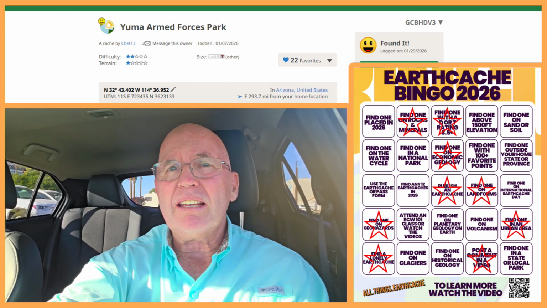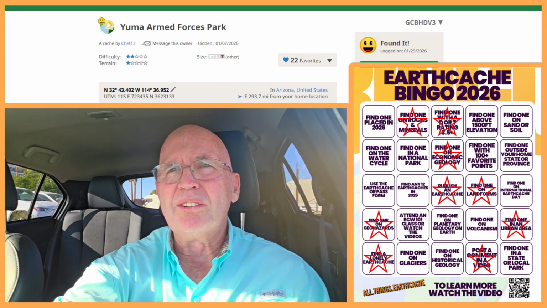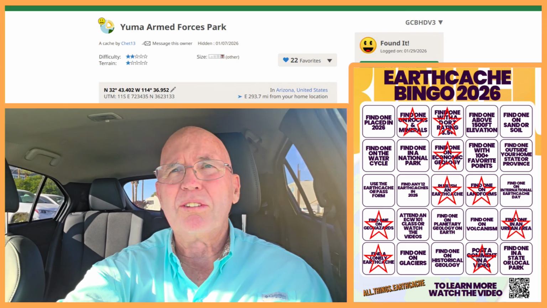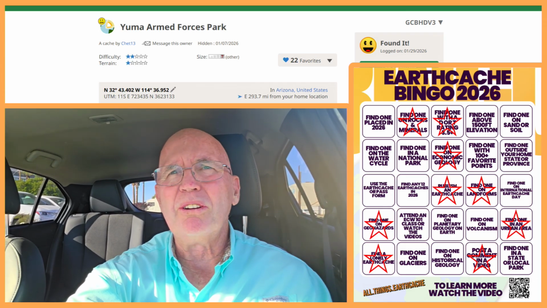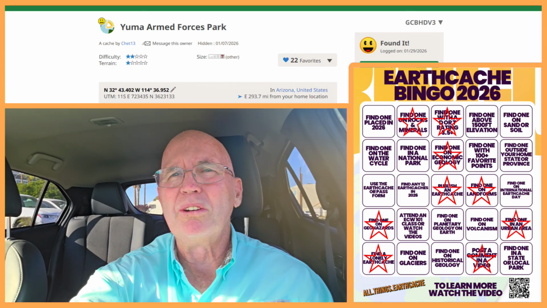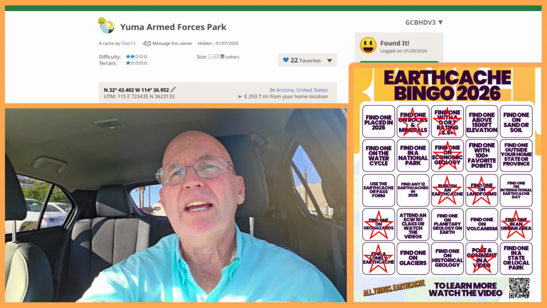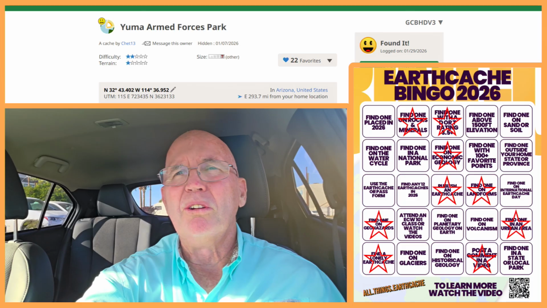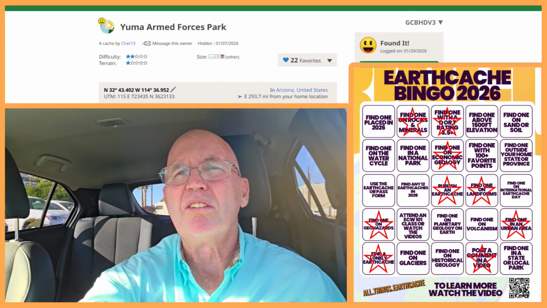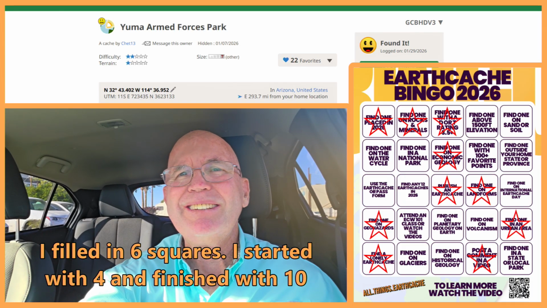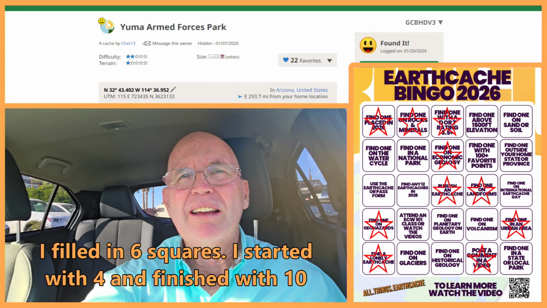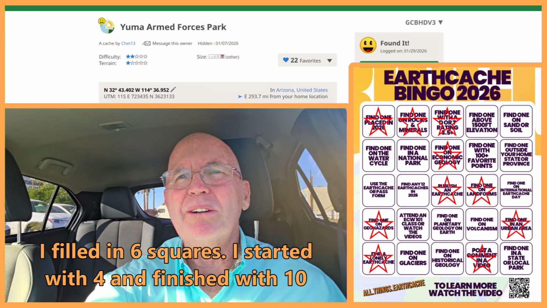It was a pretty good day. Got 7 Earthcaches. How many squares did I fill in? Not sure, because I'm going to be very strategic about how I fill them in. But I will say this last one is an Earthcache which was set in 2026. So definitely going to be filling that square.